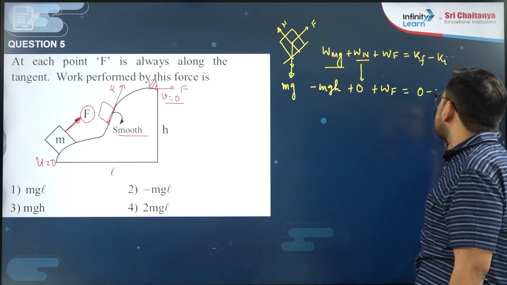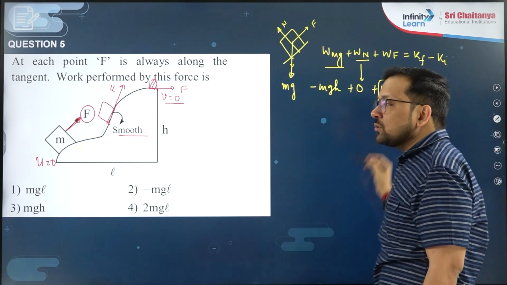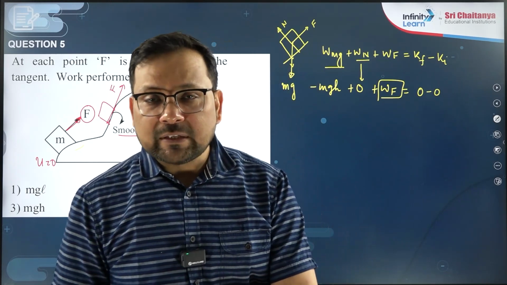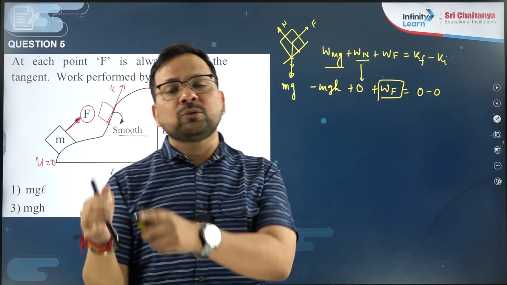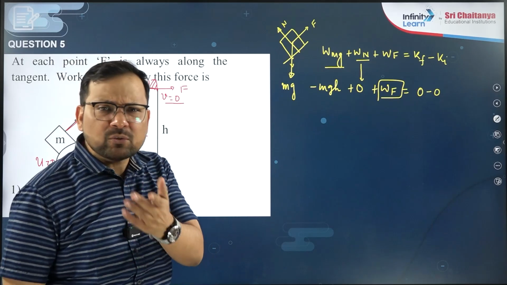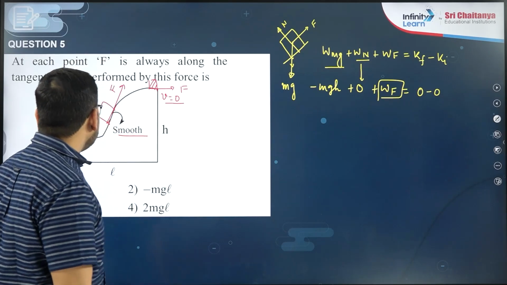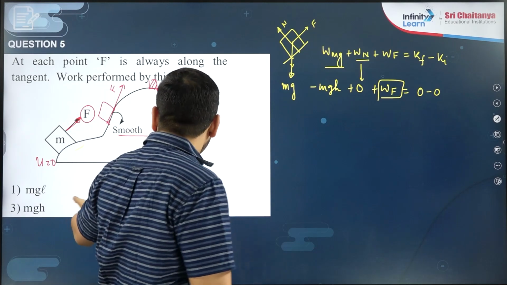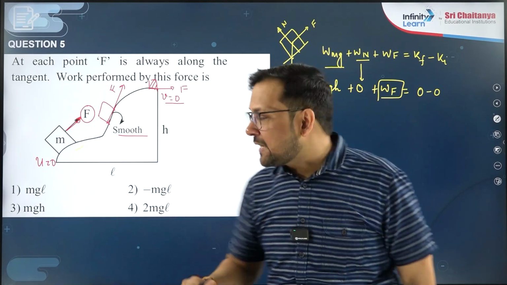Final zero, initial zero. In this question, don't go with finding displacement. They are asking for work, force into displacement, but don't try to find the displacement. That is not possible also. Like here, displacement is always along the tangent. This option is not there, but many kids can make that mistake.